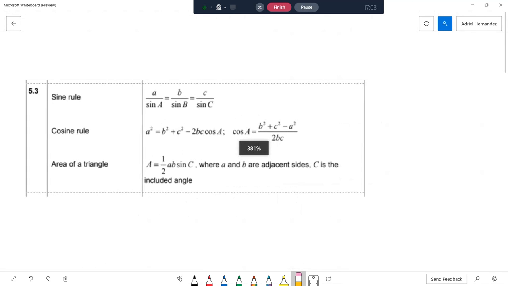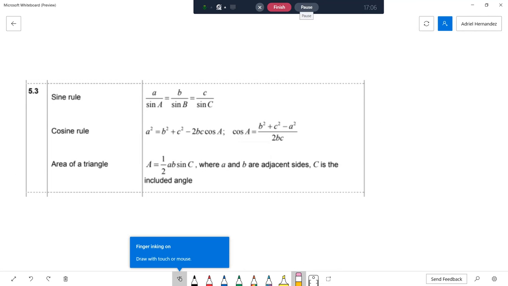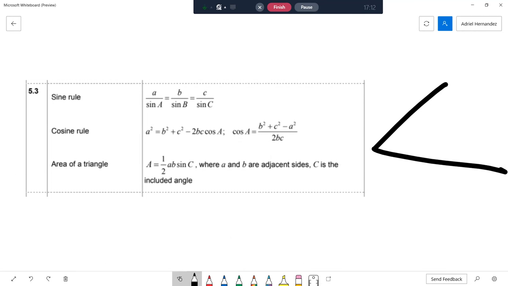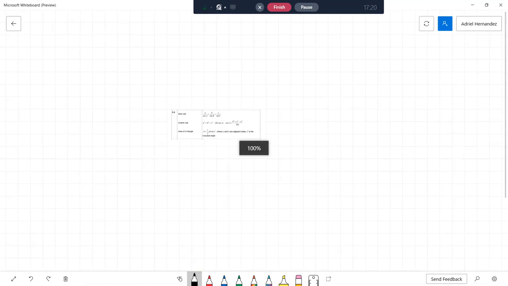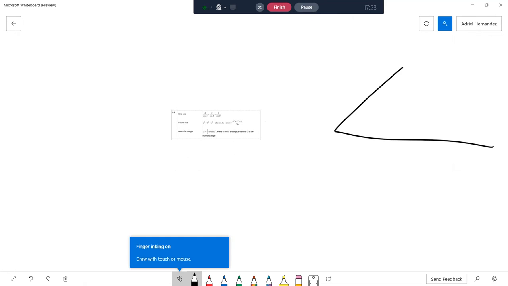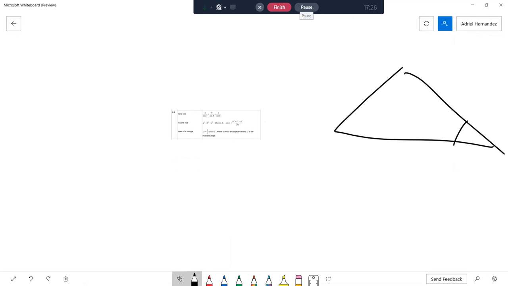So law of cosines is going to be used when you're given a triangle, its angle. So this is C, this is B, this is A, and then this is big C. Law of cosines is going to be used when you're given an angle, its corresponding side, and the two other sides.